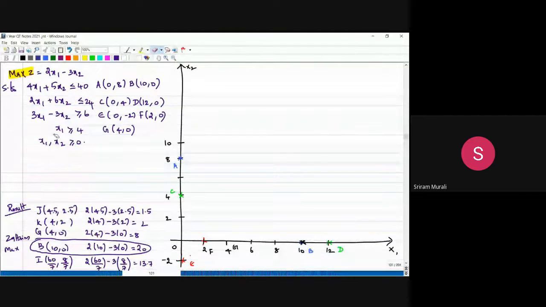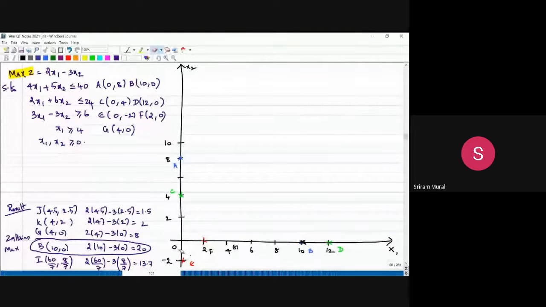Now we have to plot these lines. The first line is (0, 8) and (10, 0). So you know what the scale is now. The maximum value in x overall is 12. The maximum value in y is 4, and minus 2 is the minimum. So minus 2 means I should go down, but still this will not come, because we will take the answer in the first quadrant. But still it is negative, we have to assume this.